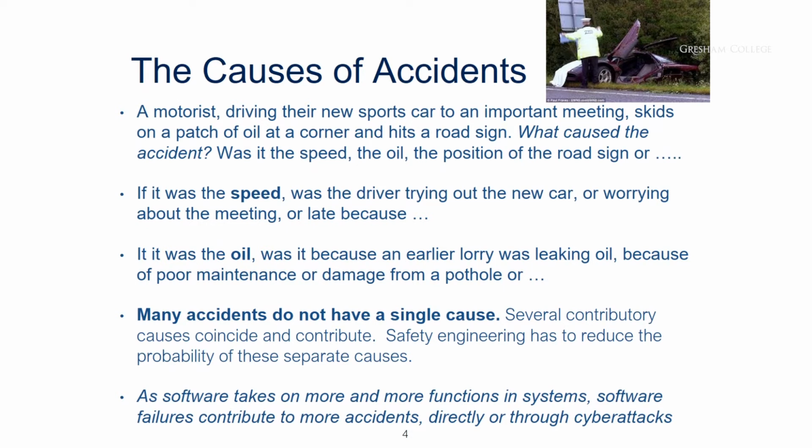If it was the speed, how far back do you go for why the driver was driving so fast? Was it because they were late for a meeting? Well, why were they late? Was it because they overslept because they'd been kept up all night by their baby screaming? If it was the oil, imagine that the oil was there because of a leak in the gearbox of a preceding lorry, and that the leak in the gearbox was perhaps caused by the lorry hitting a pothole that hadn't been maintained by the local authority in the road that they were driving over. Or that it was caused by bad maintenance of the lorry, and that had led to the leak and therefore to the oil.